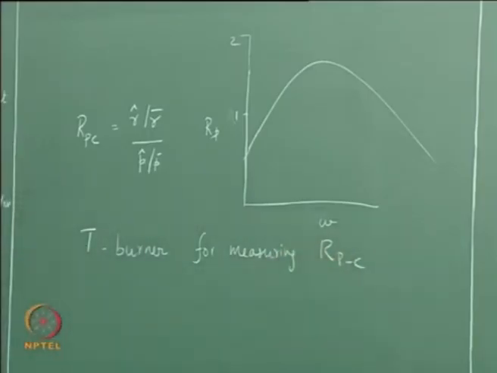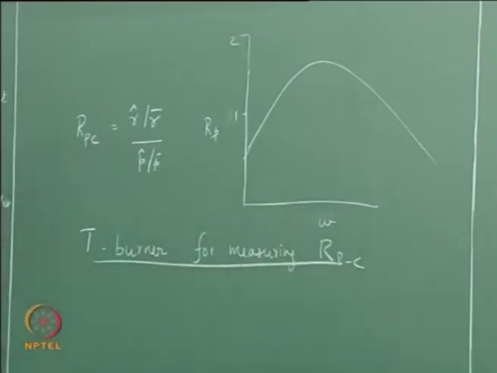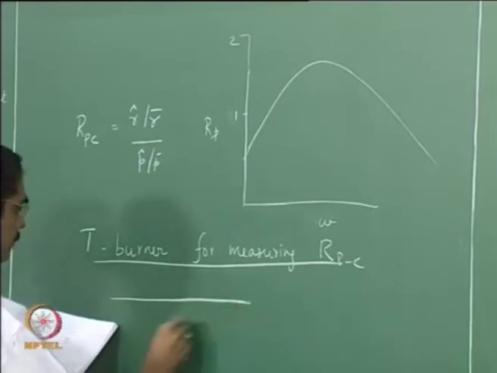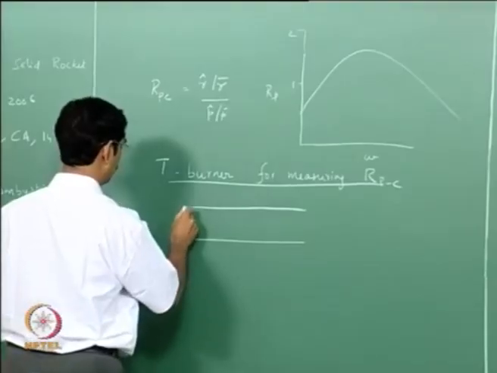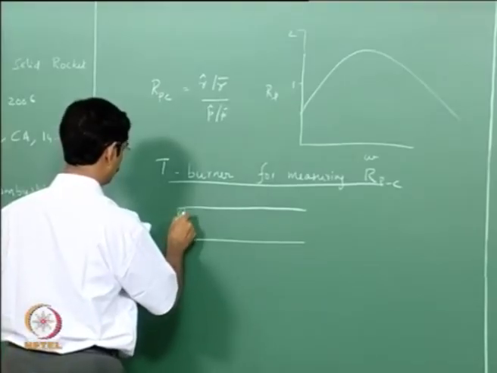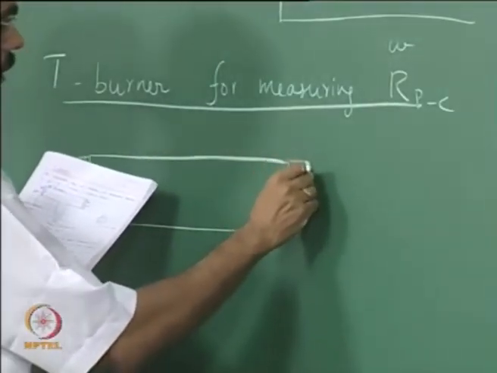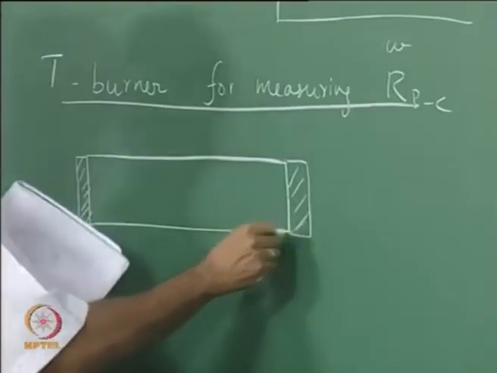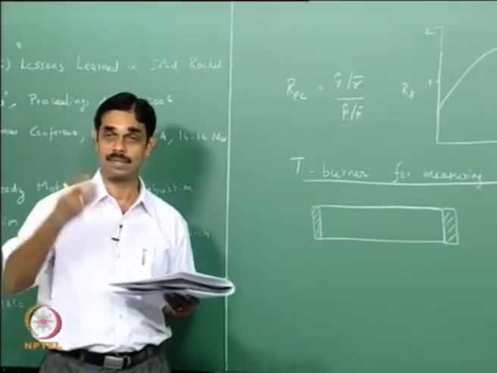So you can use a T burner for measuring the pressure coupled response, and the device is called a T burner because it looks like a T, that is all, there is nothing special about it. So you have a tube and you keep propellant at both ends. Now this has a problem because as you start burning the pressure will keep on going up.